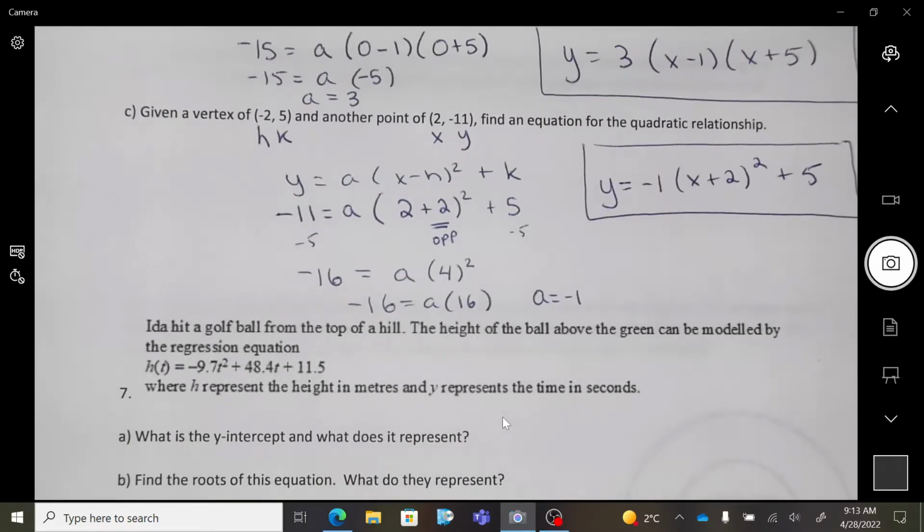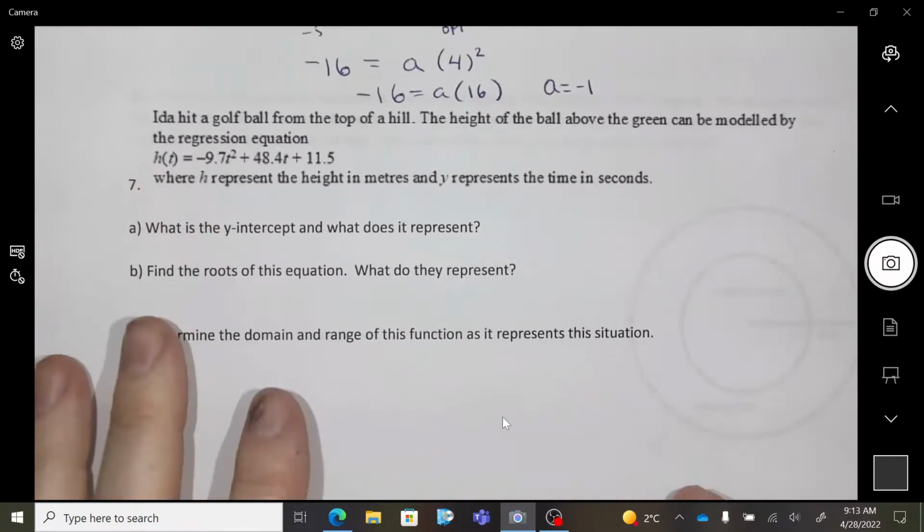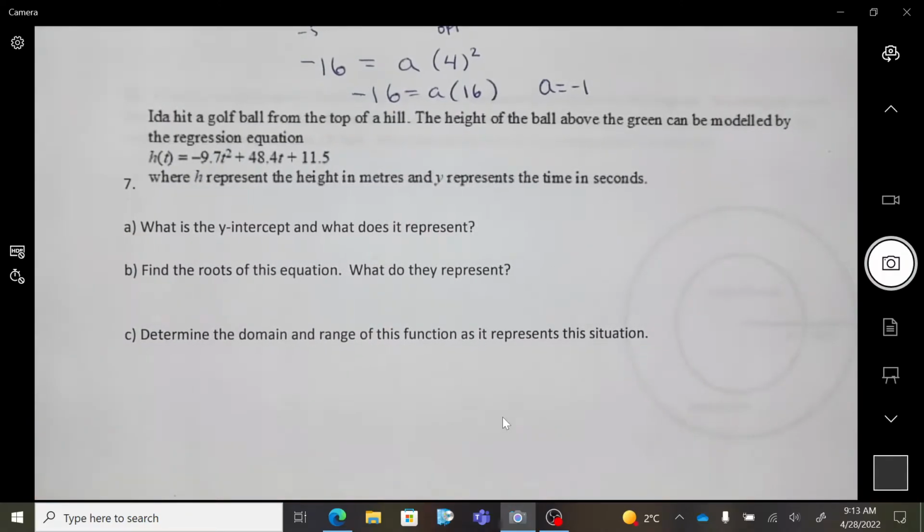Okay, word problems. So I need my calculator. I am doing a golf ball being hit. So I'm going to graph that.